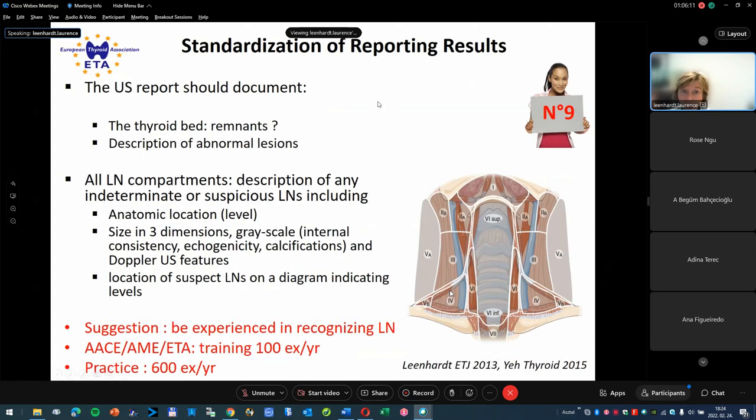So then, after you draw the nodes that you see on the diagram, the ultrasound report should document the thyroid bed remnants, and the description of abnormal lesions: size, shape, three dimensions, echogenicity, presence of microcalcification, etc. And in all lymph node compartments, you should describe any indeterminate or suspicious lymph node. It's not necessary to draw on the diagram the normal lymph nodes. And when we published the ATA recommendations, we suggested that ultrasonographers should be experienced in recognizing lymph nodes. And we suggest training of about 100 examinations per year or more than 600 examinations per year.